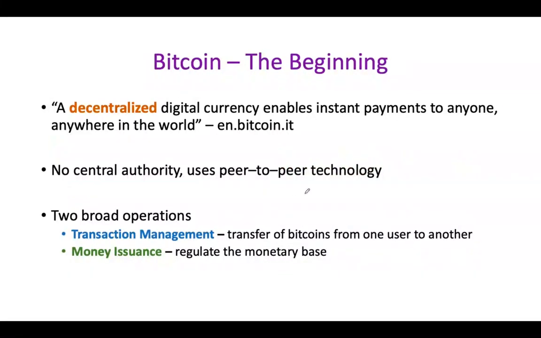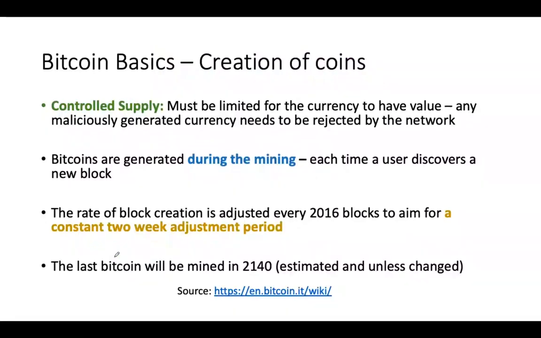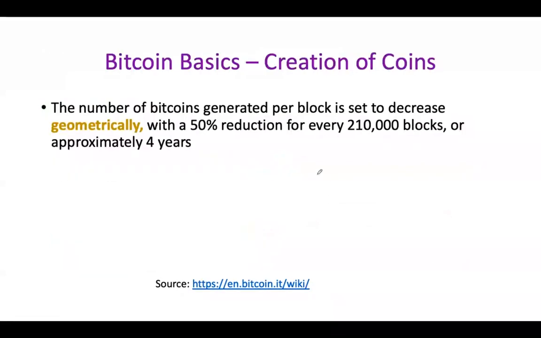So in Bitcoin, just to recall from the beginning, it is a decentralized digital currency, so no central authority is there. It has two broad operations: one is transaction management and the other is money issue. In regulation, it depends on the different applications. Bitcoin is based on the creation of coins and then spending those bitcoins in the network. In the creation of coins, we are using the scripting language.